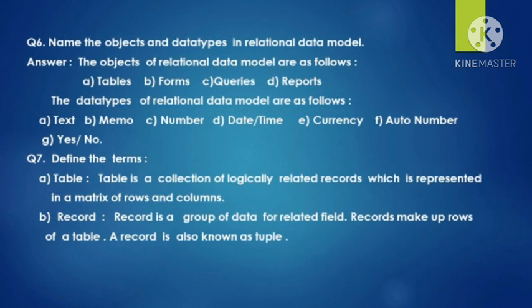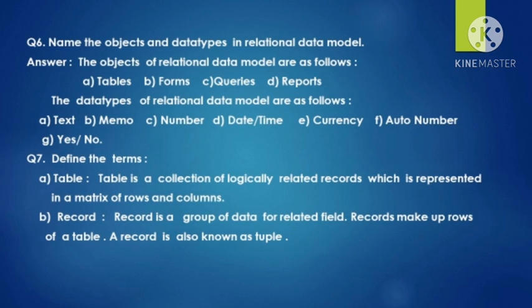Question number 6. Name the objects and data types in relational data model. The objects of relational data model are as follows. A. Table. B. Forms. C. Queries. D. Reports.